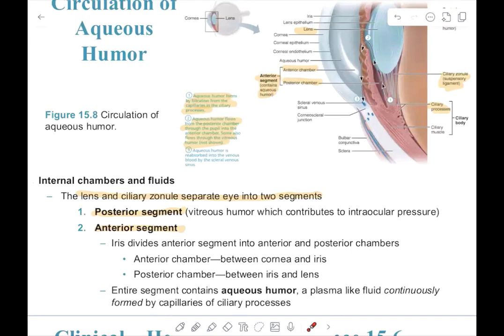So the aqueous humor is going to be removed from the eye. It's created with filtration, and it's replaced. It's a plasma-like fluid continuously formed by these capillaries. And those two chambers are shown here. But in the posterior segment, the vitreous humor is also liquid. It's like a liquid gel, and it's never replaced. So we're born with the same vitreous humor that we die with.